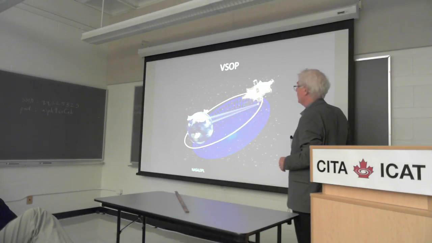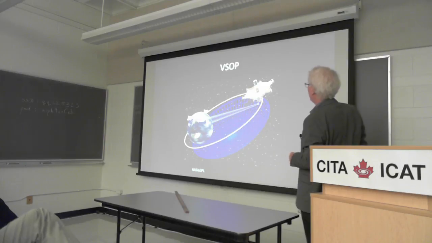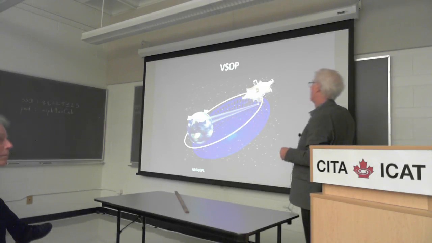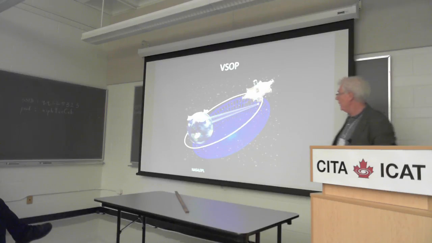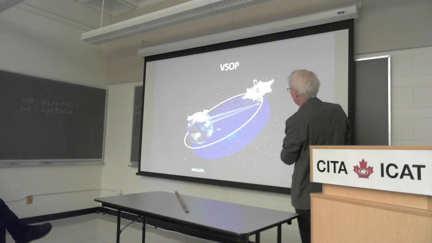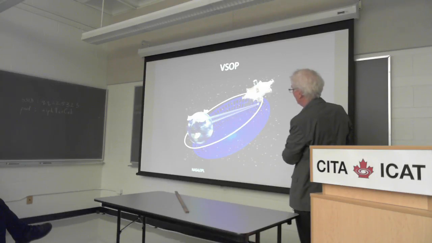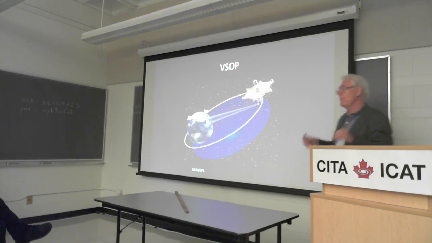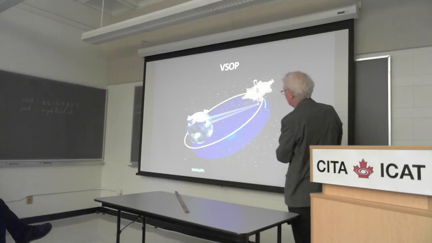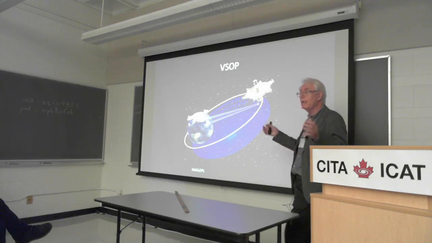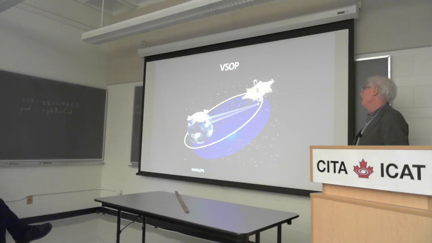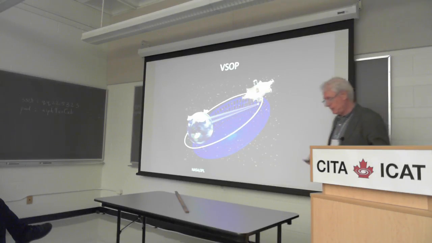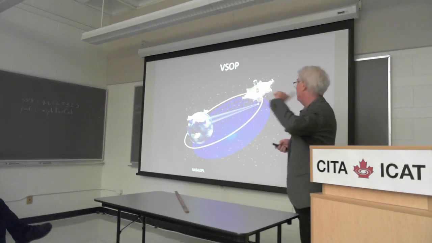The second attempt was with VSOP, the Japanese-led mission for very long baseline interferometry, extending it now to space. It had a moderately extended elliptical orbit, about four Earth diameters, so 40,000 kilometers, something like that. But it was great for mapping because this thing zoomed around Earth like crazy, and you got very good, what we call UV coverage, of course. And so beautiful maps were made. But the resolution was not what the Russians always had in mind.